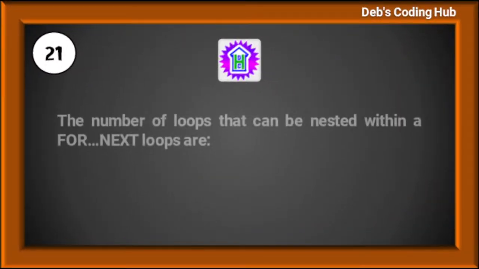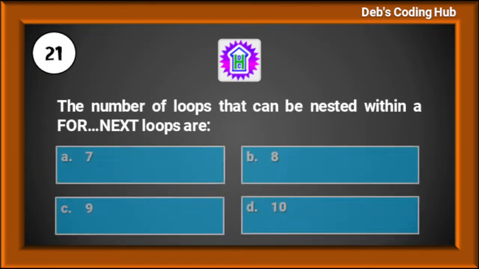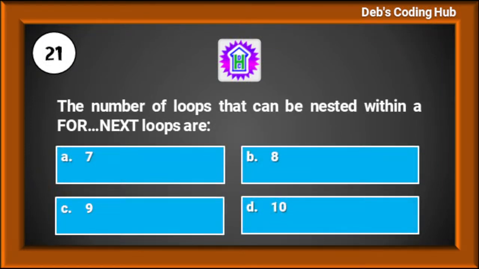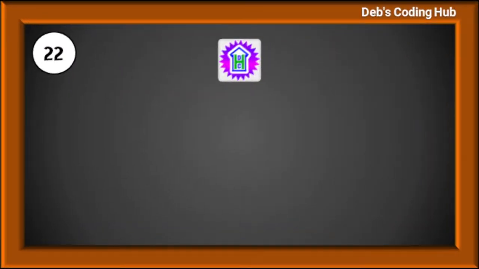Question number 21, and it is the first multiple choice question. The number of loops that can be nested within a for next loop are 9. So this is a question from QBASIC. Okay. Next, question number 22.